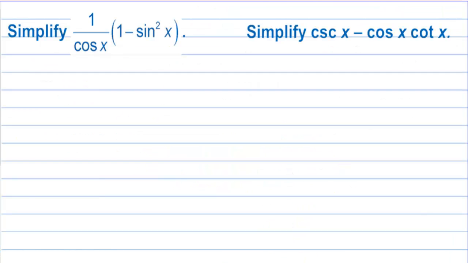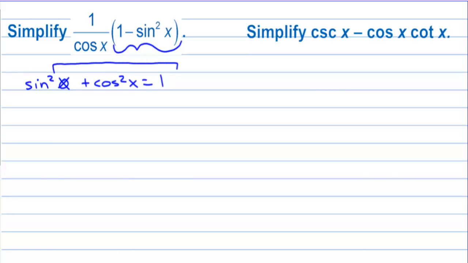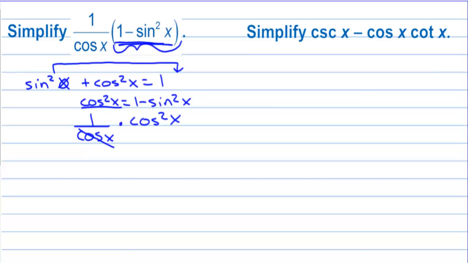Simplify 1 over cosine times 1 minus sine squared. The Pythagorean identity says that that is equal to cosine squared. We have sine squared theta, or x, let's use x's since we're using x's, plus cosine squared x is equal to 1. Well, if we minus this sine squared over, we get cosine squared x equals 1 minus sine squared x. So 1 minus sine squared x can be replaced with cosine squared. We have 1 over cosine x times cosine squared x. Well, one of the cosines will cancel, and the answer is cosine x.